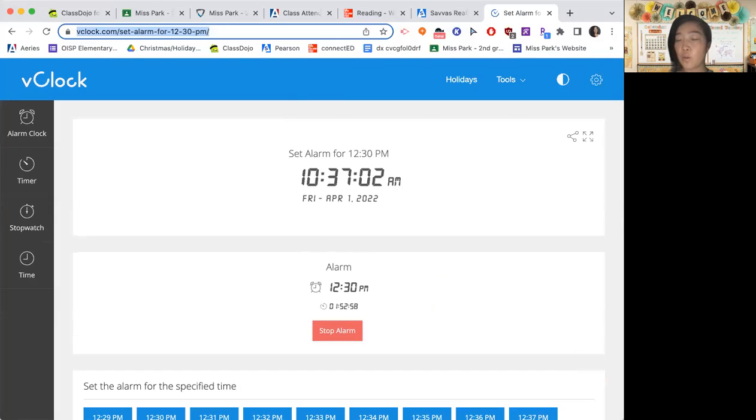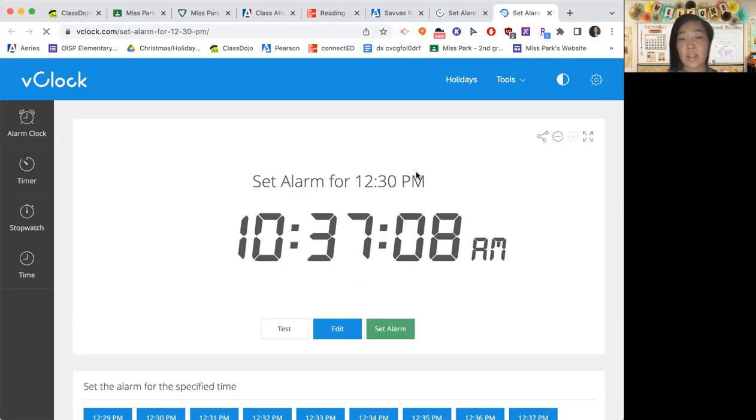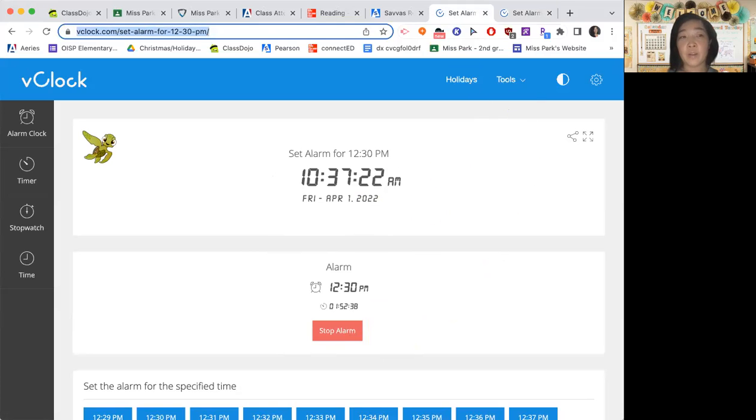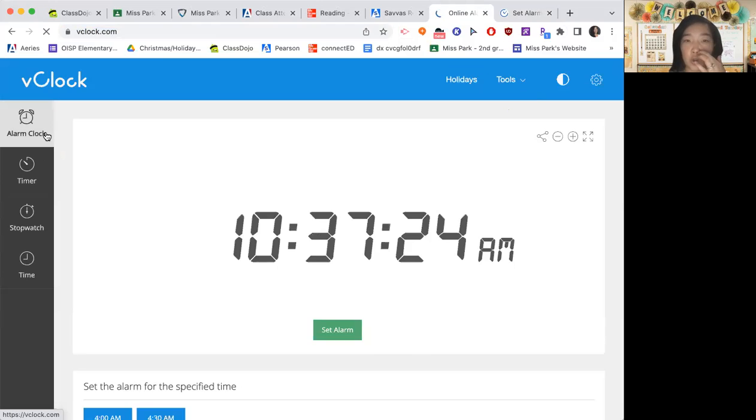So if you click on this link and then open it up, it's set. All you have to do is click set alarm and press this green button right here. Then it's going to do this, and once the time comes, your computer is going to ring. Let me see if I can show you what I mean.